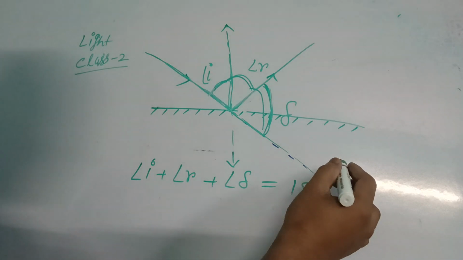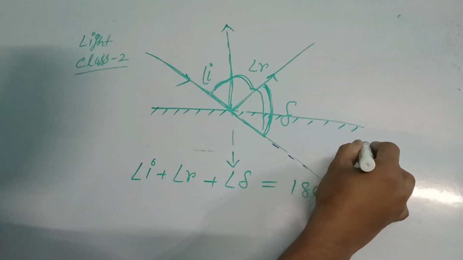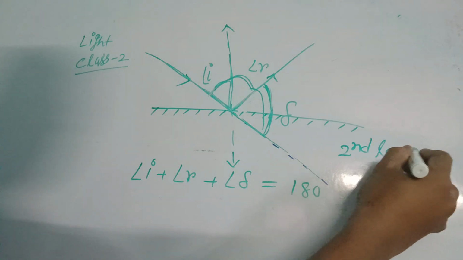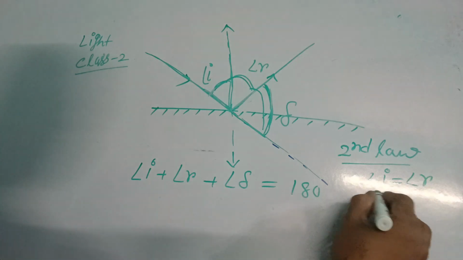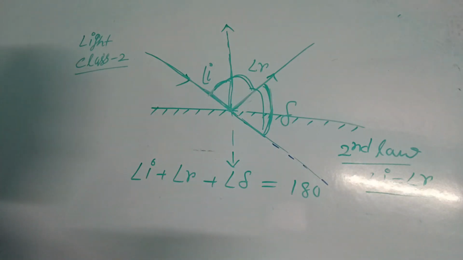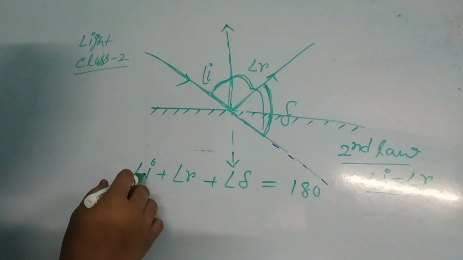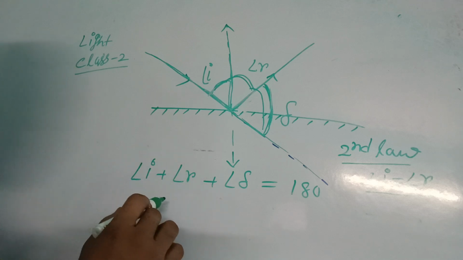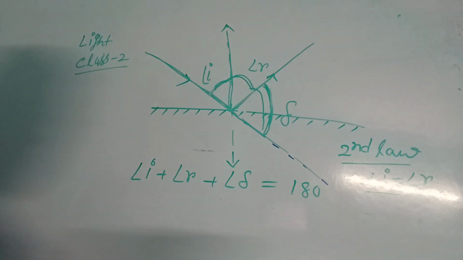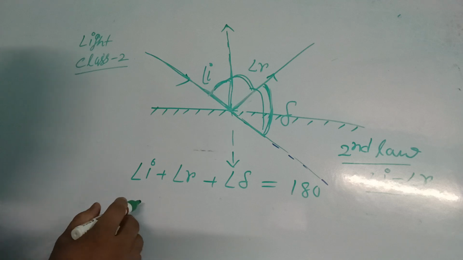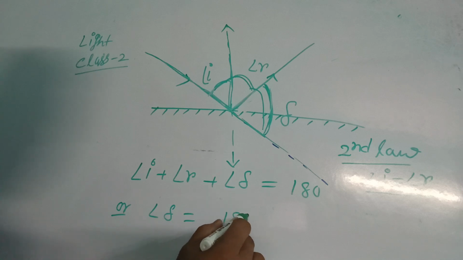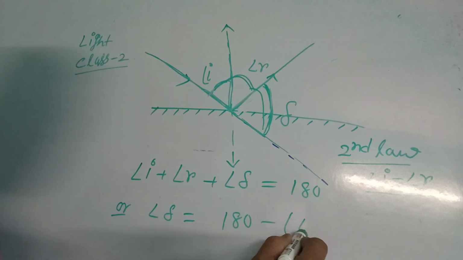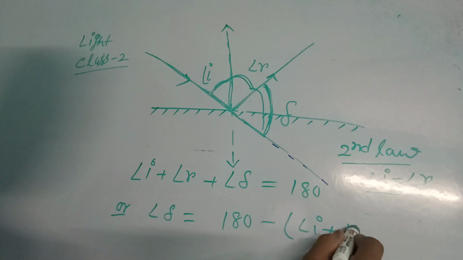Now from the second law, we know angle I equals angle R. The value of I and the value of R are the same. So if we replace R by I or I by R, both are the same. Now in the next line we can write angle delta is equal to 180 minus (angle I plus angle R).